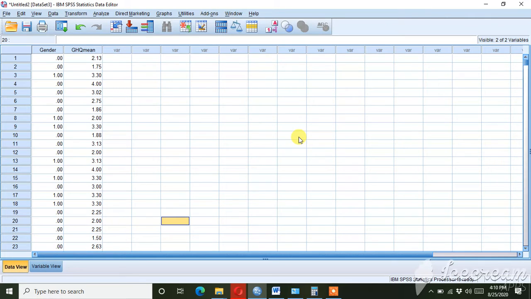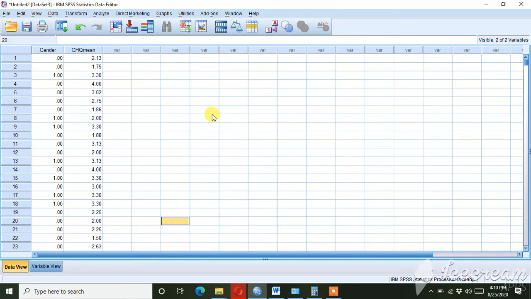As you know, ANOVA is a test which is used to compare the means of two or more than two samples, and using this F distribution. Normally the SPSS uses the F distribution. So the ANOVA can tell you whether the two means are statistically different from each other.